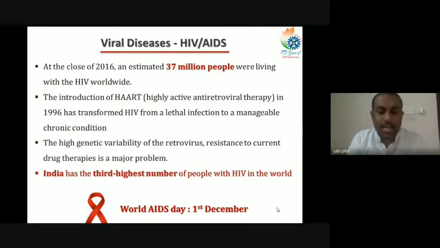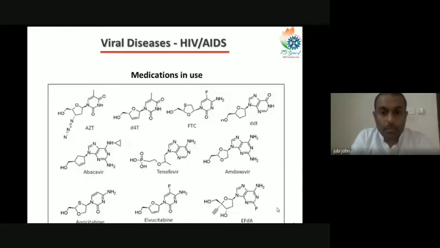And unfortunately, our country is having the 3rd largest number of HIV patients in the world. And in this slide, I have shown some of the drug molecules which are currently in use. I don't want the students to get scared by looking at these structures. Just consider these molecules as small organic molecules that we take in when we have some infections. And all of these are available for us.